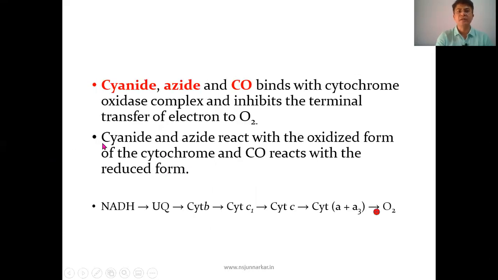Cyanide, azide, or carbon monoxide bind with the cytochrome oxidase complex and inhibit the terminal transfer of electrons to molecular oxygen. So cyanide and azide react with the oxidized form of the cytochrome, and carbon monoxide reacts with the reduced form, thereby blocking the transport of electrons from the oxidase complex to molecular oxygen.